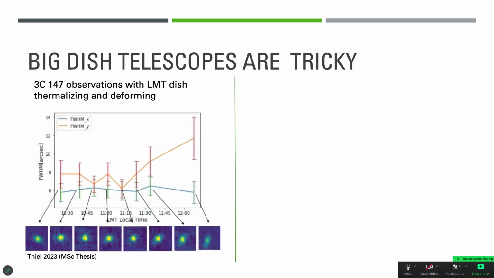So for instance, this is a plot from my master's thesis. We're looking at a radio galaxy. That radio galaxy is not resolvable by the LMT, which means it's a point source, so we should just be seeing a blob the size of the beam. You can see this was sort of the case at the beginning, but as the night went on, this shape gets more and more oval, and then we're left with a smudge at the end. That's because the telescope dish was cooling off, and as a result, we lost photons over the course of the night.